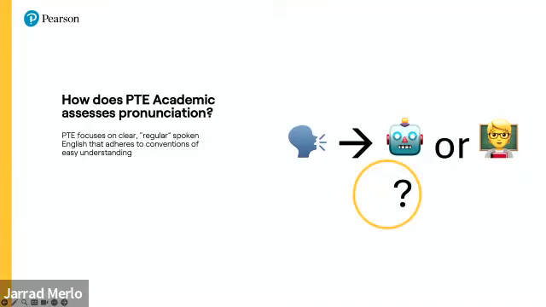Well, what are you teaching your students? Are you teaching them that they're speaking to an algorithm? Or are you saying, look, the algorithm is kind of like a metaphor. In a way, they're speaking to a person, because PT values clear, regular spoken English that adheres to the conventions of being easily understood. So yes, they are speaking to an algorithm, but that algorithm has been designed to basically act like a human examiner or a human listener. All of those different elements of pronunciation, for example.